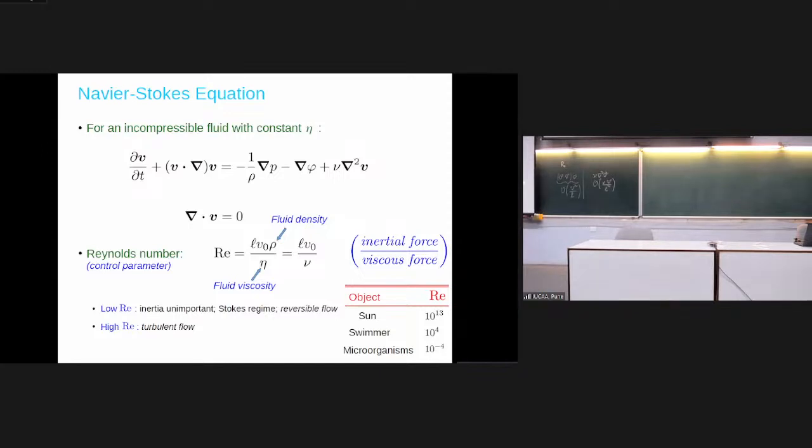Low RE fluids are also called the Stokes regime. These are reversible flows. As soon as you go to a turbulent regime, everything is chaotic, with loss of predictability and everything. They're highly chaotic flows. Microorganisms that are swimming tend to be in a very low RE system, and that is very much important. As you will see, life at low Reynolds numbers is a very different life.